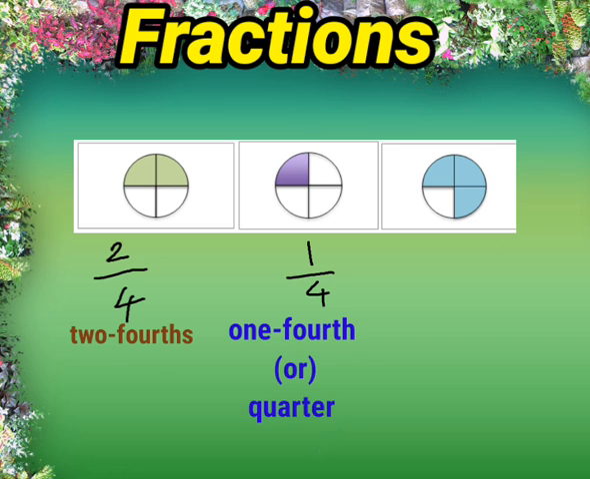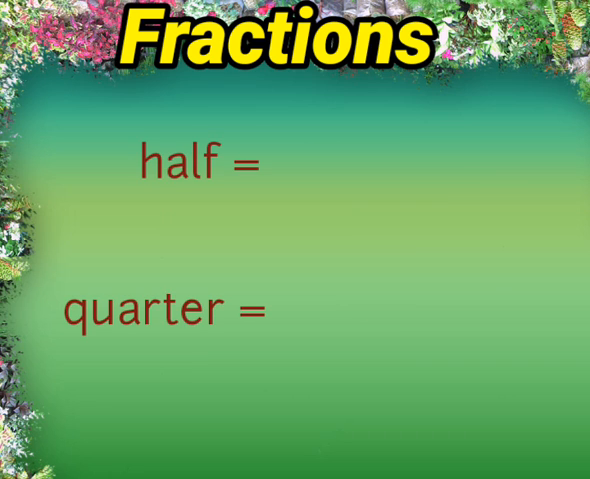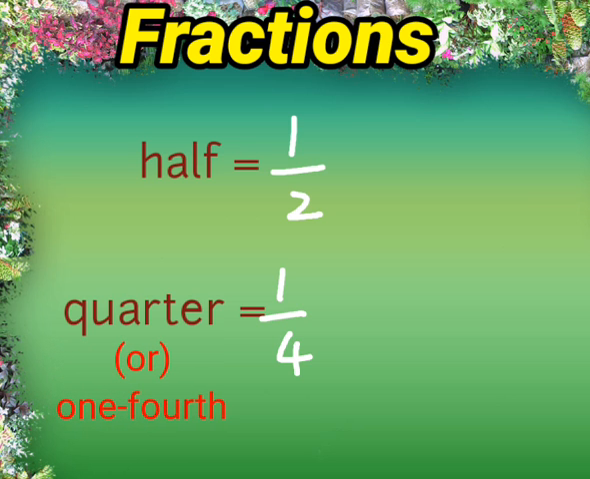Okay. Next picture. Here, out of 4 parts, 3 parts are shaded. In fraction, we can write this as 3 by 4. In words, 3/4. Today, we learnt about only half and quarter. In fraction, half can be written as 1 by 2. Quarter can be written as 1 by 4. The other name for quarter is 1/4. I hope you understand today's class.